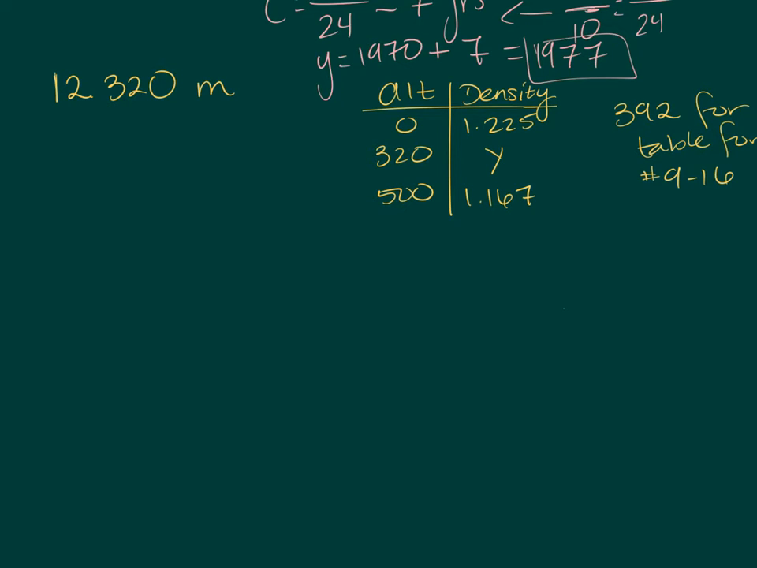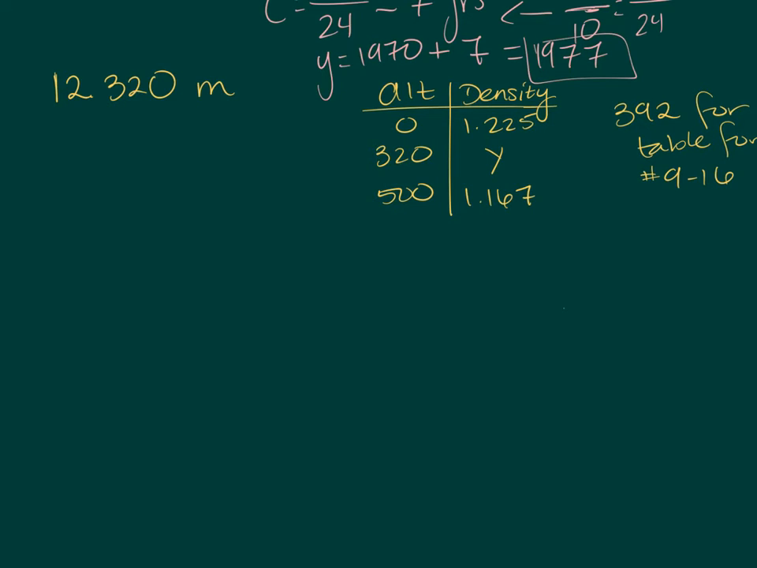In 12, they give us 320 meters, and they want to figure out what the density is going to be when we're at 320 meters. Just like with number 4, we set it up exactly the same. I found the two closest numbers to 320 meters, which are 0 and 500. Then we need to match the densities. At 0 meters, the density is 1.225, and at 500 meters, the density is 1.167. What we want to find is the value in between those two.